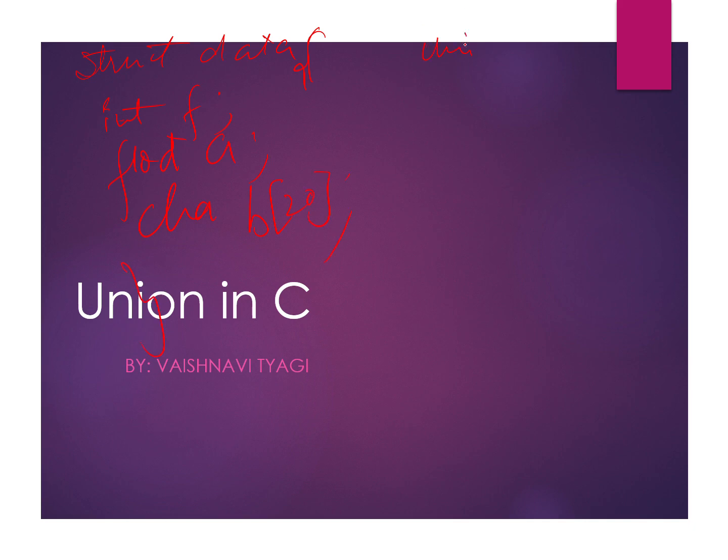Now, side by side there is a union data. It contains an int f. The same variables are contained by both of these. Now we will see what is the difference between these two.